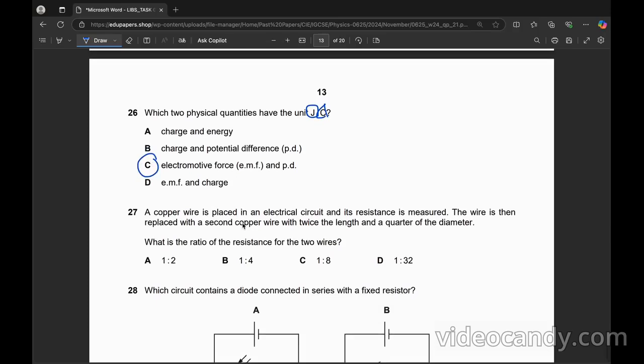And by definition, potential difference and electromotive force are quite similar, and they just mean how much energy you need to move a single charge around the circuit or through a component. If it's around the circuit, then you're talking about EMF.